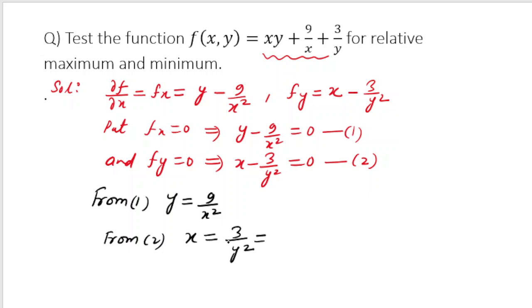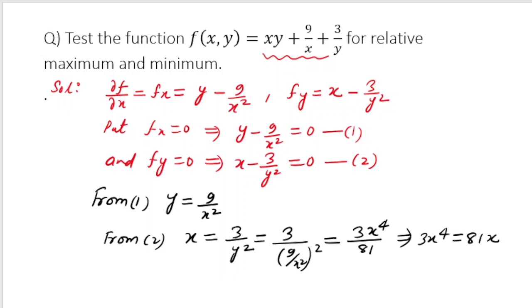So I want to substitute the value of y here. I will get 3 by, and y is 9 by x square, so it is 9 by x square whole square. So I will get 3 by 81, and it will be x to the power 4, so I can take x to the power 4 in the numerator. So 3x to the power 4. This gives me 3x to the power 4 is equal to 81x, right?